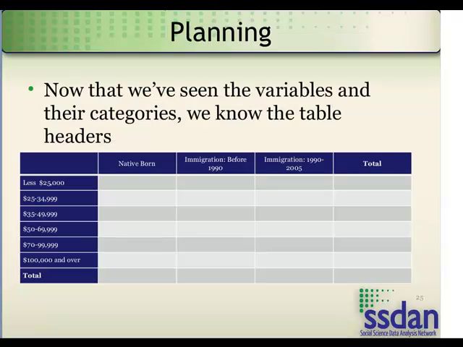Now we are in a position to at least put the labels on the variables of immigration, which is up here, and income, which is down here, because we went back and saw the categories given to us in the data set: native born, immigration before 1990, immigration between 1990 and 2005, and then we have income variables that will allow us to figure out, when we put numbers in this table, whether our hypothesis is true, whether the most recent immigrants have the lowest levels of income and native born have the highest levels of income. That's what we're going to do next.